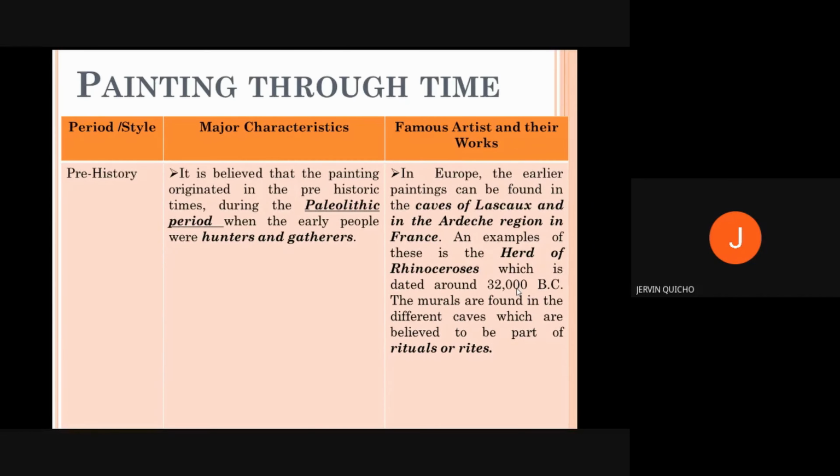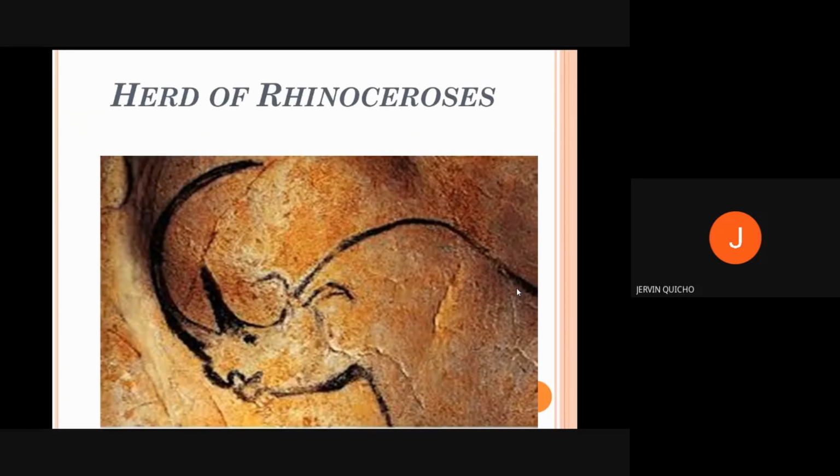So next, what do we have? Oh, by the way, the herd of rhinoceroses is an example of this. This one is an animal, the rhinoceros, the herd, the one with the horns that we have.